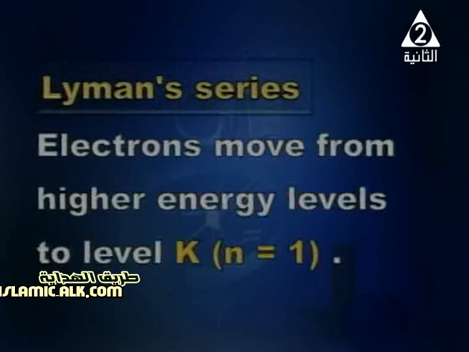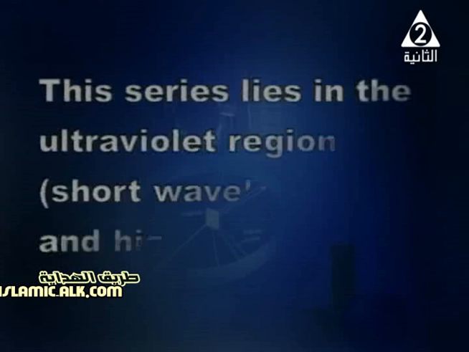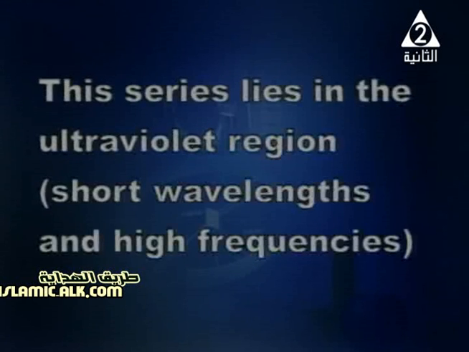First of all, the Lyman series. They are produced when electrons move from higher energy levels to level K, denoted by n equals 1. This series lies in the ultraviolet region. They've got very short wavelengths. Short wavelengths mean high frequencies.